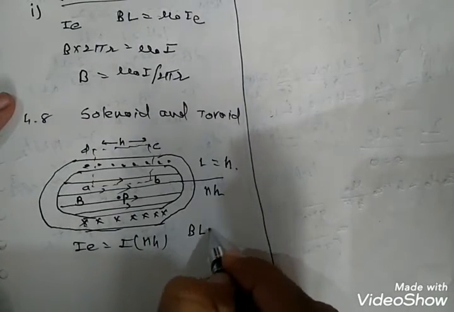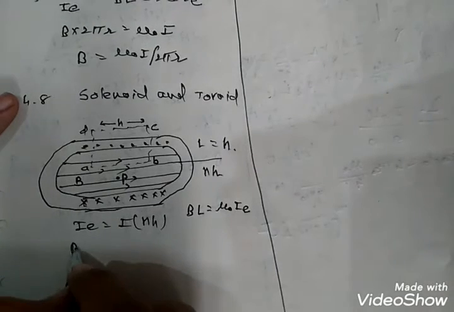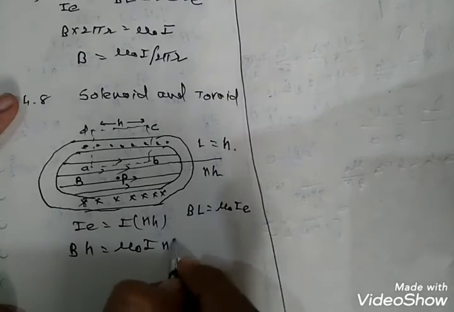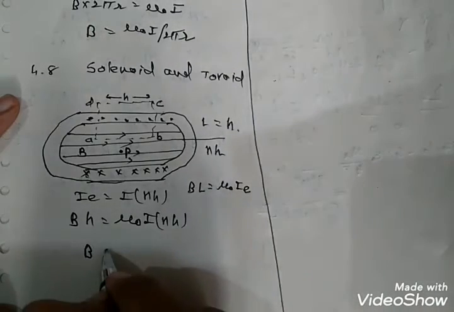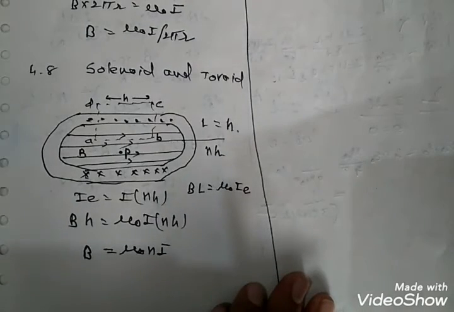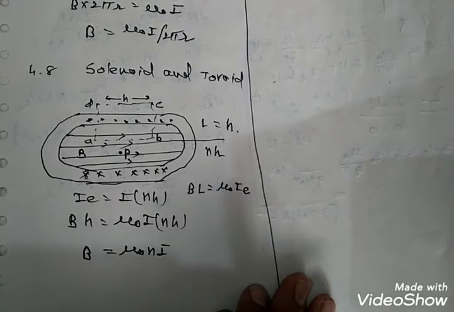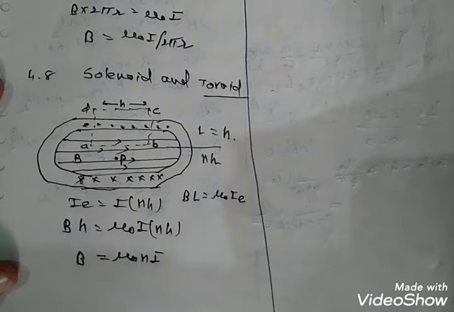From Ampere's circuital law, B L is equal to mu 0 I_e. So B h is equal to mu 0 I n h. The final equation is B is equal to mu 0 n I. The direction of the field is given by the right hand rule. The solenoid is commonly used to obtain a uniform magnetic field.